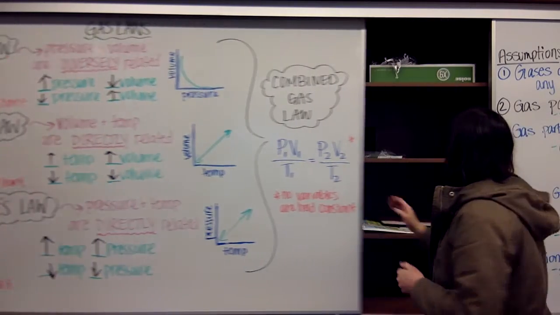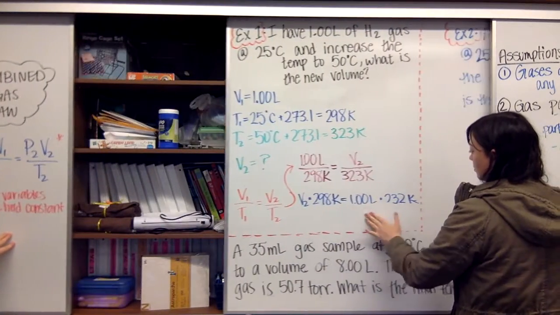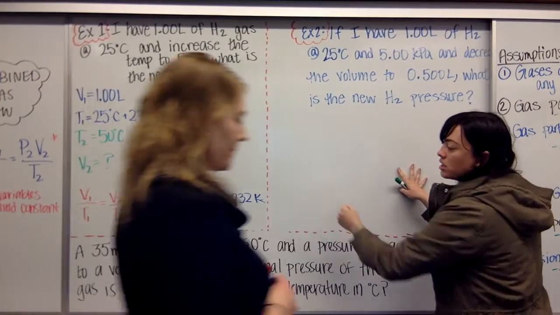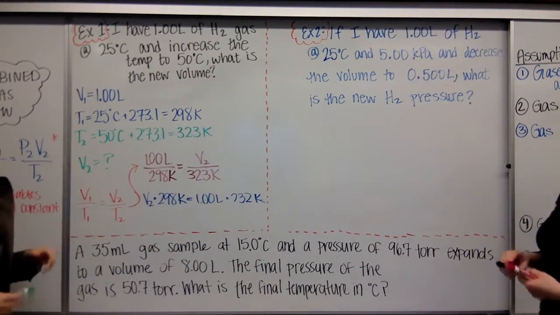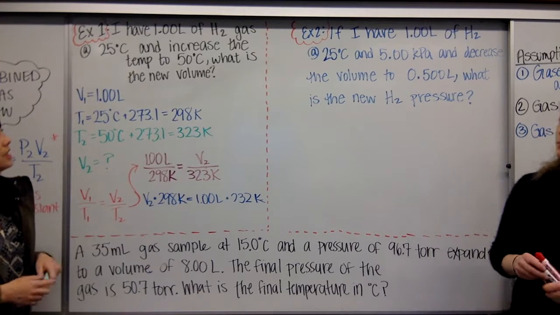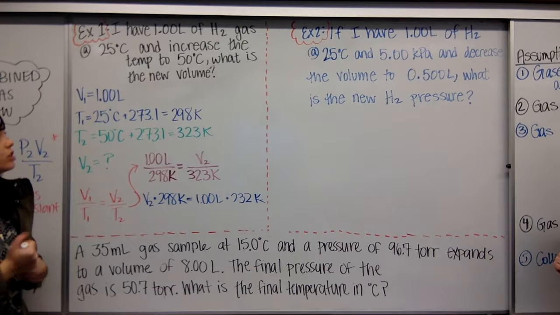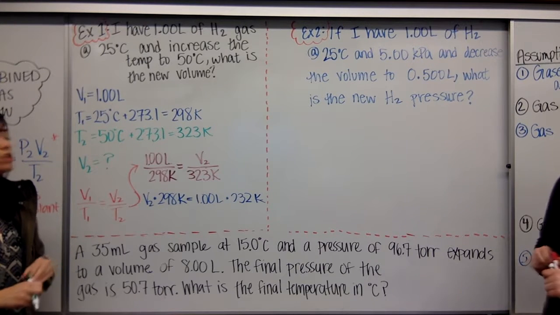Now we're going to do some practice problems, some examples related to this. Like I said, the difficult part for us at the beginning is identifying all of our variables. So our first example is that we have 1 liter of hydrogen gas at 25 degrees Celsius, which increased the temperature to 50 degrees Celsius. What is the new volume?